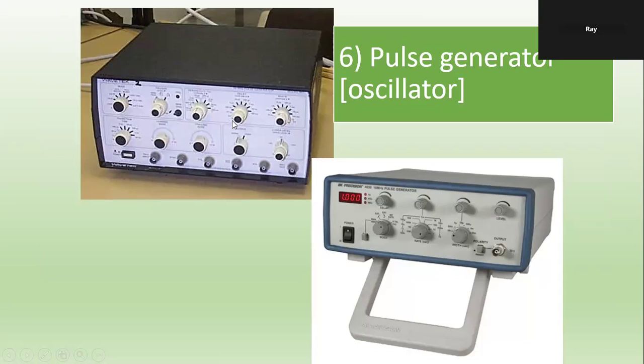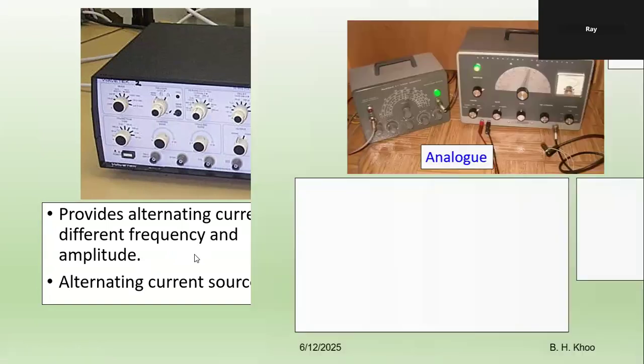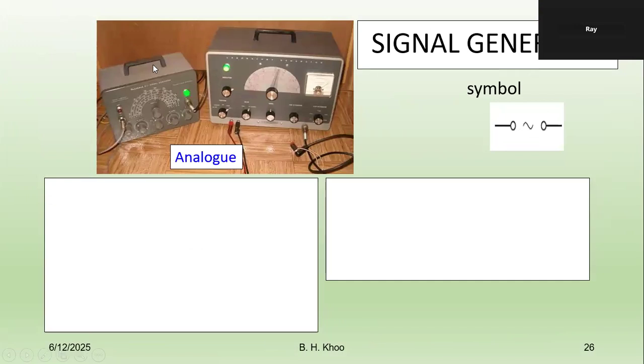These are digital power generator oscillators, which you can find in the physics lab. They provide alternating current of different frequency and amplitude. Not 50 hertz only, it can be quite high, can be quite low, and then you change the frequency and amplitude. So this is your alternating current source. This one is analog.